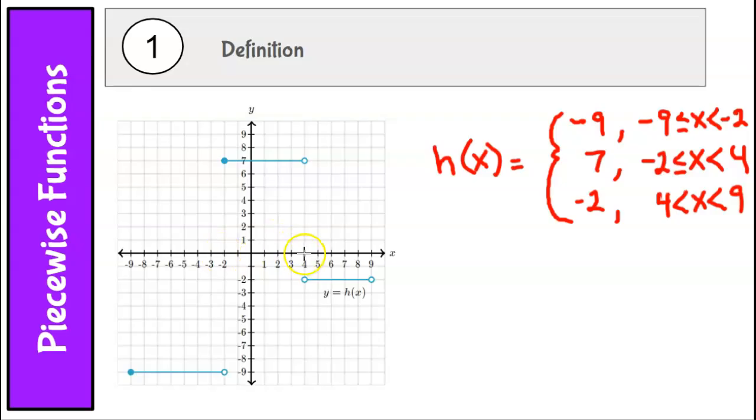If I say x is 4, this function is actually undefined because it's not this one and it's not this one, and there's no other definition for 4, so that's actually undefined. As is anything bigger than 9 and anything smaller than -9.